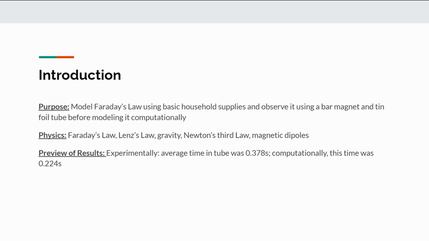The physics present here were Faraday's law, Lenz's law, gravity, Newton's third law, and magnetic dipoles. And for a preview of the results, experimentally, the average time in the tube was 0.378 seconds. However, computationally, given my bar magnet, the time was supposed to be around 0.224 seconds.